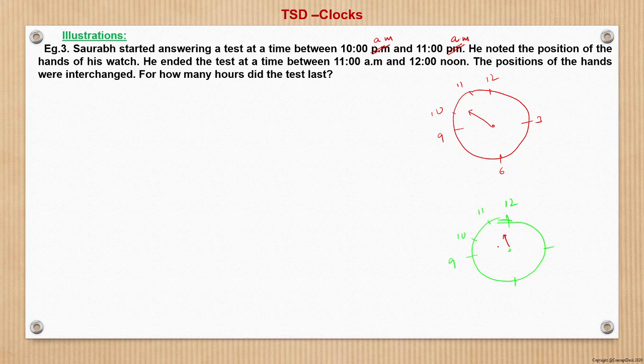So now this will be the position. In the second case, that will be the position of the minute hand now. Okay. And in the first case, the position of the minute hand will be the same as the position of the hour hand in the second case. So this will be the position of the minute hand, right? So this is basically the question: for how long did the test last? That is the question which we have to solve. So let us see how to proceed ahead here in this question.